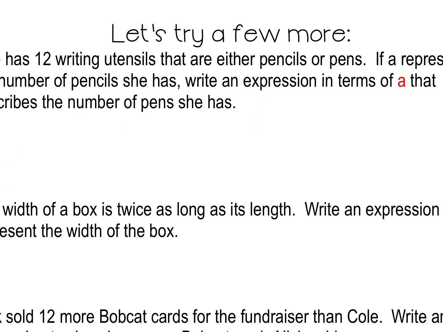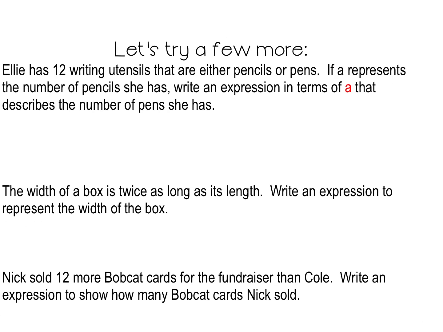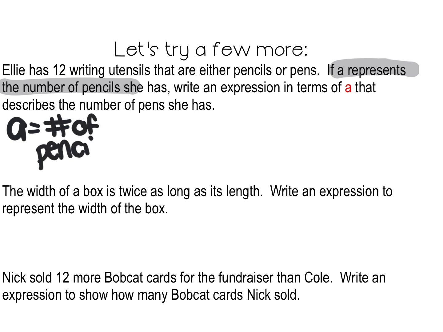This one says, Ellie has 12 writing utensils that are either pencils or pens. If A represents the number of pencils she has, so here it's actually telling us what variable we're using. A represents the number of pencils, so there's a free answer. I don't have to figure out what my variable is because it gives it to me. There's 1 point. I'm just recopying that down. A represents the number of pencils she has.